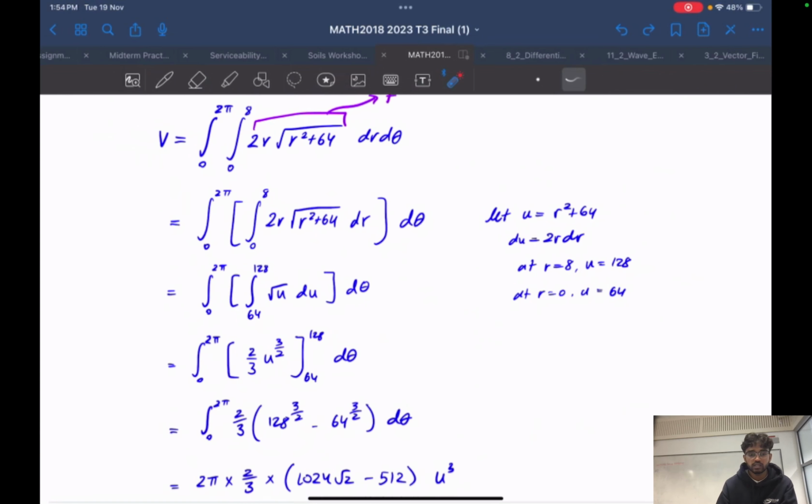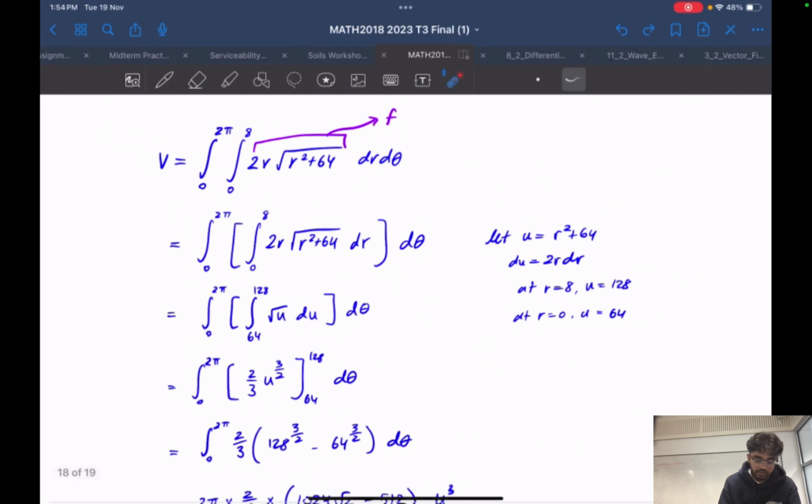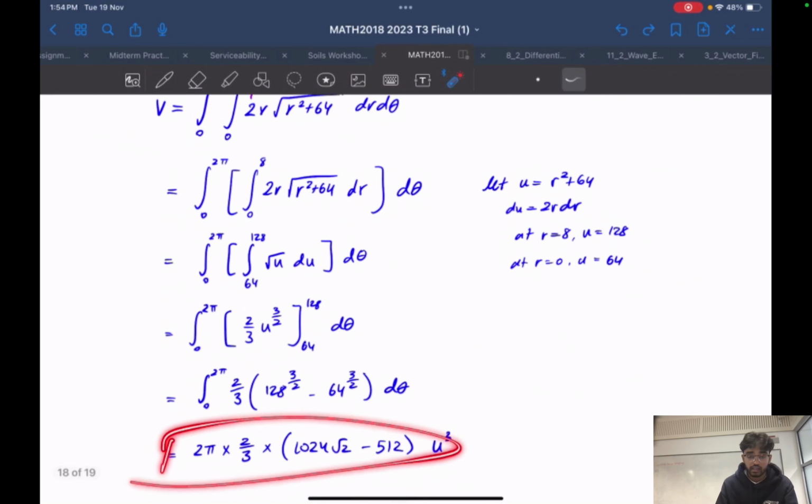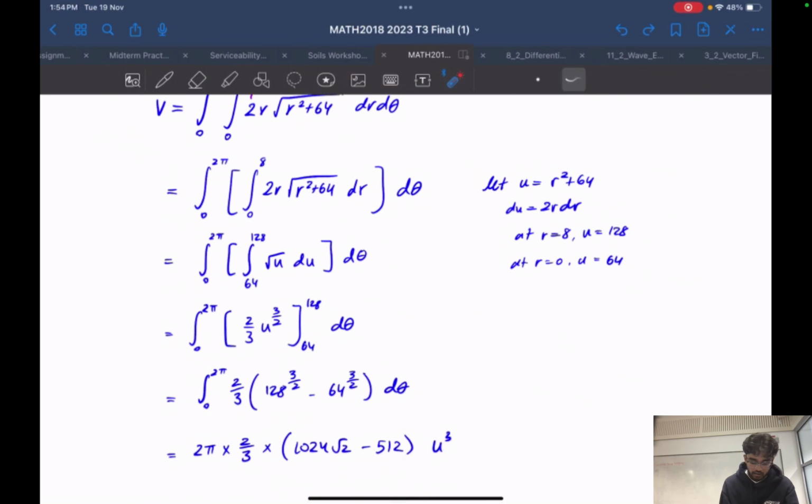Is there a mistake? There might be. This step is correct 100%, and then I might have made a mistake somewhere down here along the lines, because I don't think it should be that disgusting of a number. But if this is correct, that's the answer.